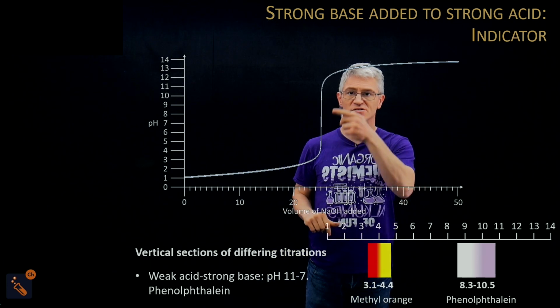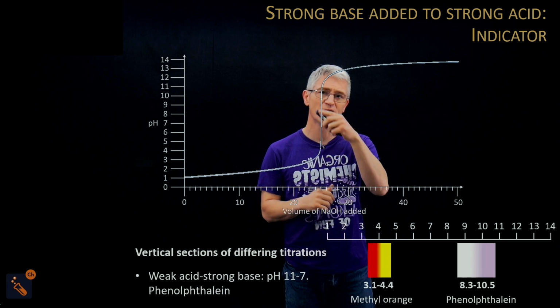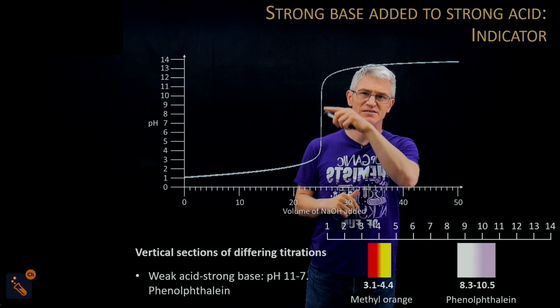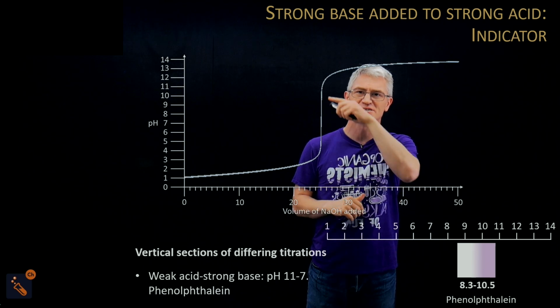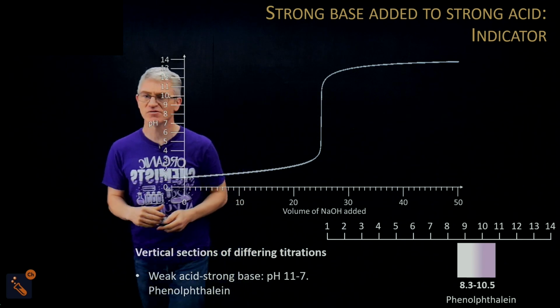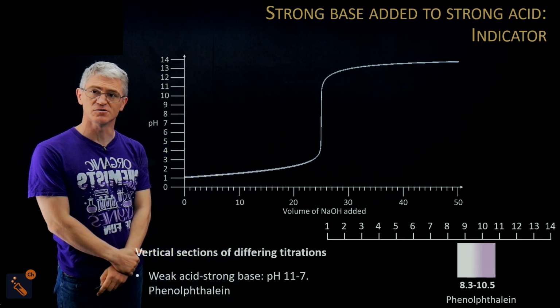A nice vertical section right here, okay, and you probably could use both because both of them fit, but phenolphthalein fits definitely in this section here. So basically we would use phenolphthalein because it fits. So this is how you look at the graphs and decide which indicator you're going to do.